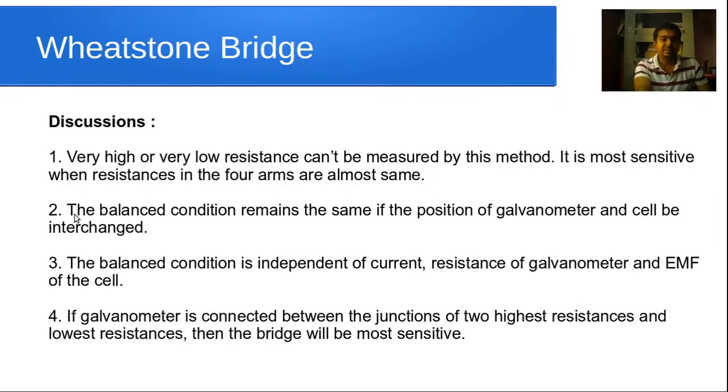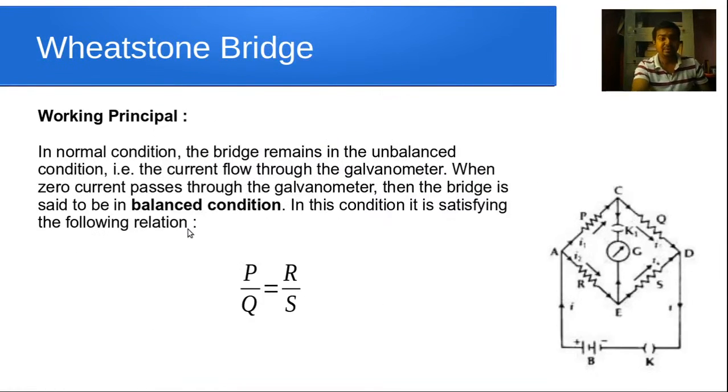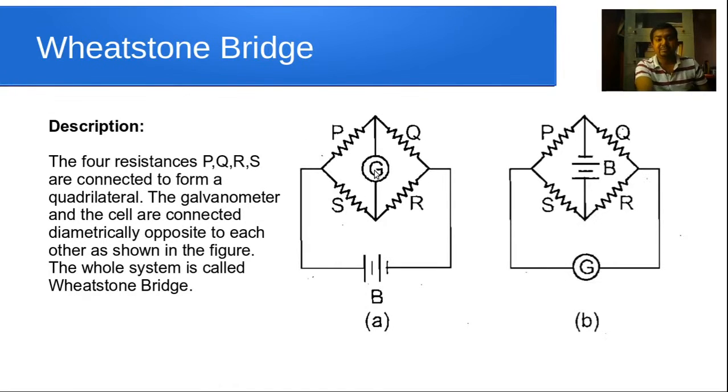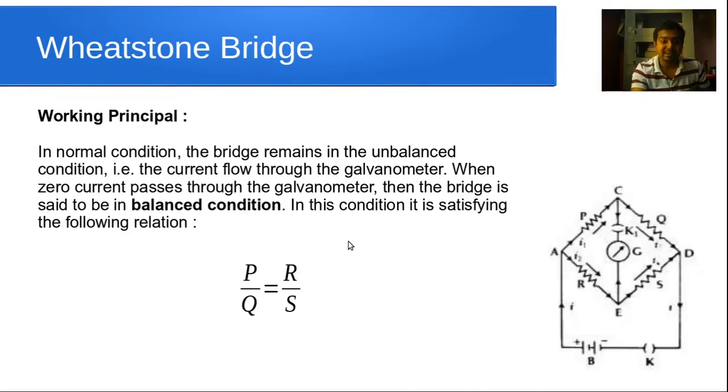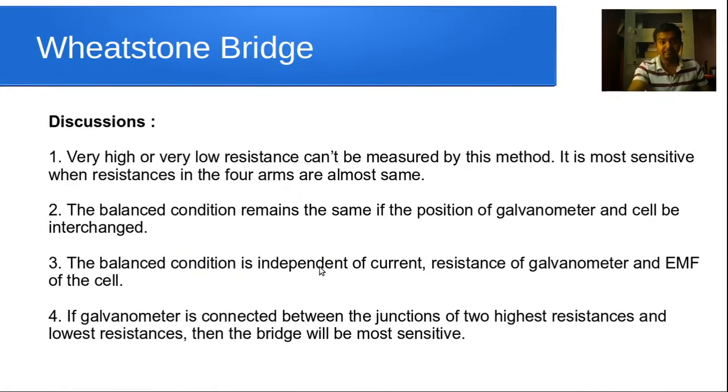Now the second point: the balance condition remains the same if the positions of the galvanometer and the cell are interchanged. As I told before, the galvanometer and the battery can be interchanged, and there is no change in the balance condition if I interchange the galvanometer and the battery in their positions. So if I interchange the galvanometer and the battery positions, the balance condition is not violated. This is the main thing.